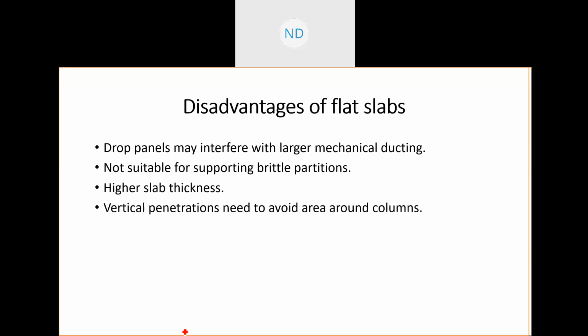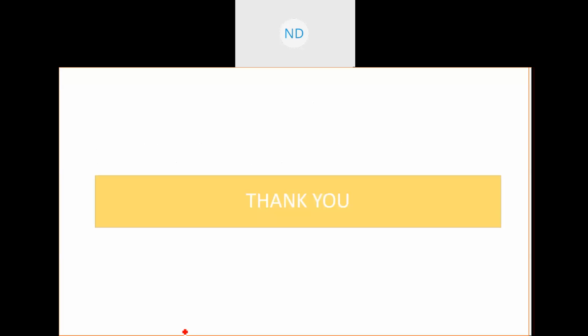Vertical penetrations need to avoid the area around columns. Sometimes in some buildings you may have vertical penetration works according to the architectural point of view. In those cases we need to avoid the area around the columns, because the column is taking the entire loading, so you cannot give this kind of works above the column, so we must avoid that.